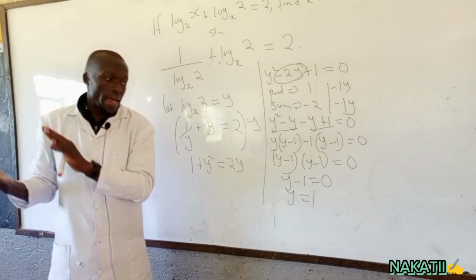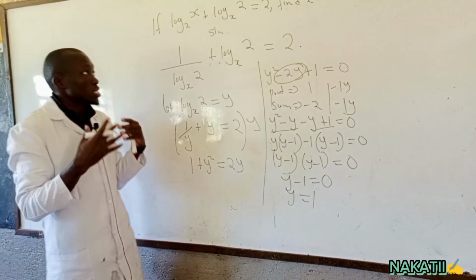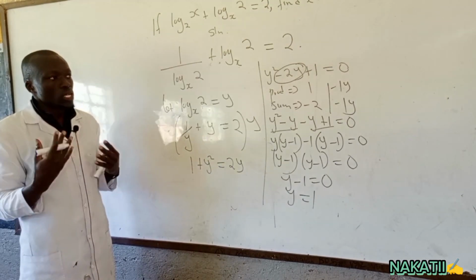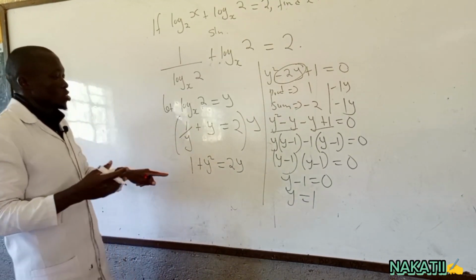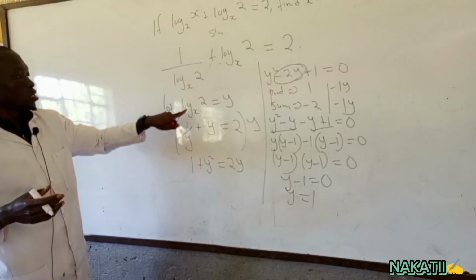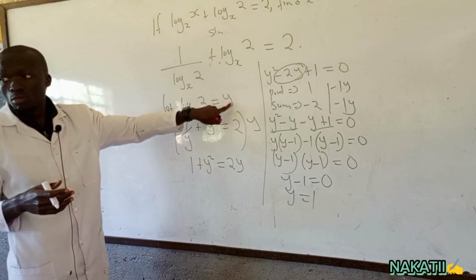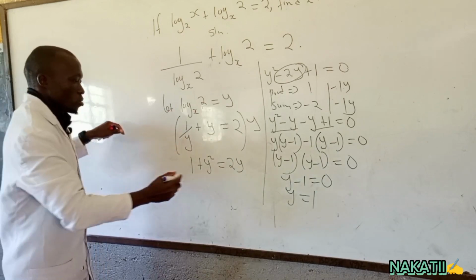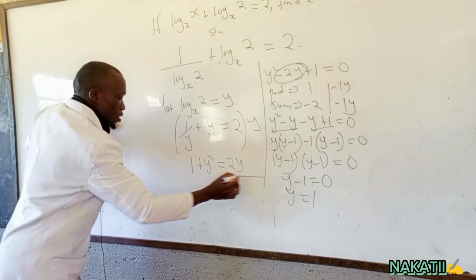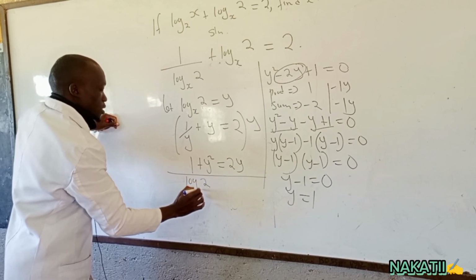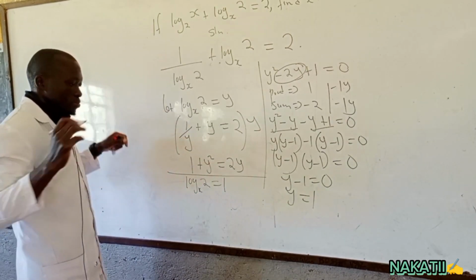We never wanted y. What we were looking for is x. So we have not yet found x. Now we need to get what is x. To get x, you come back where we said let log 2 to base x be equal to y. So where there is y, we put 1. This will be log 2 to base x is equal to 1.